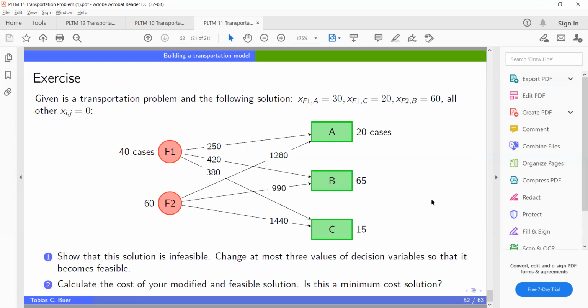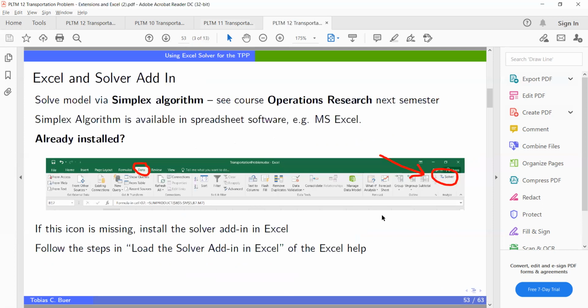So now here we have an example exercise. And this is the end of this slide set. In the next slide set, you see how to enter the transportation problem in Microsoft Excel.